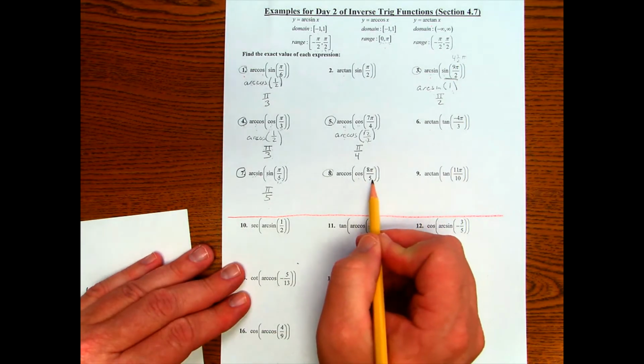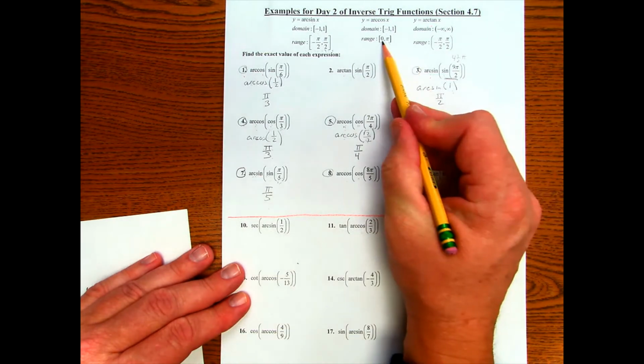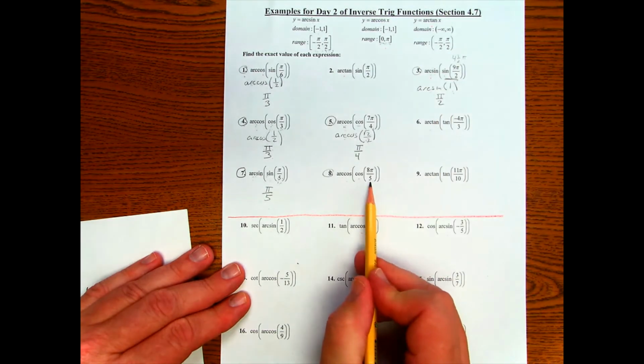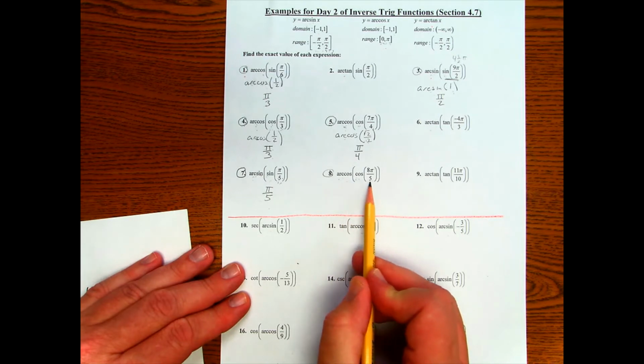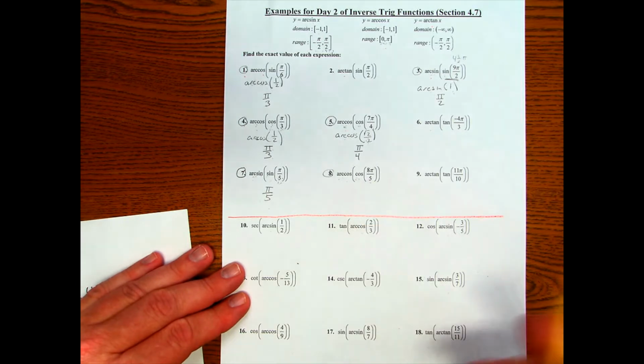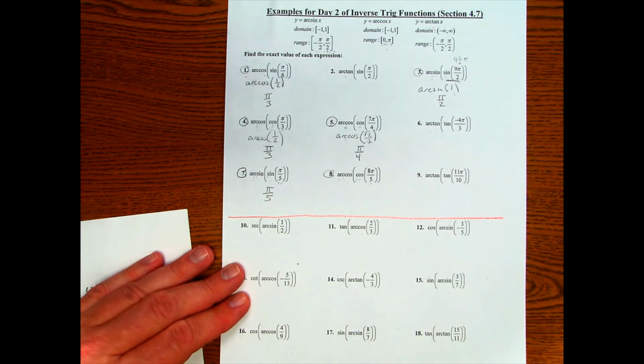Okay, if 8 pi over 5 fit in this interval, the answer would be 8 pi over 5 because these are inverses of each other. It's not, so that means we have to do this as a 2-step. But we're not going to be able to use the unit circle because 8 pi over 5 is not a value that's on the unit circle.